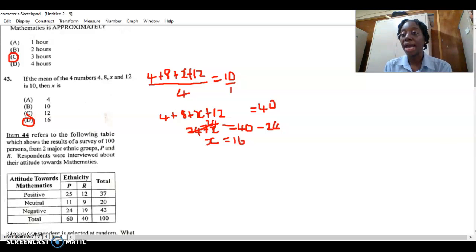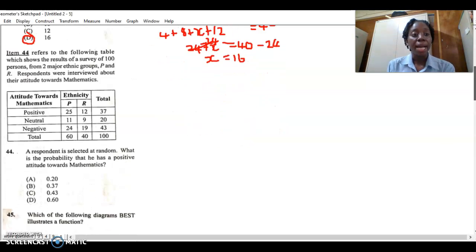Moving right along to item 44. Now item 44 refers to the following table, which shows the result of a survey of 100 persons from 2 major ethnic groups, P and R. Respondents were interviewed about their attitude towards mathematics, and the results are shown here. A respondent is selected at random. What is the probability that he has a positive attitude towards mathematics?